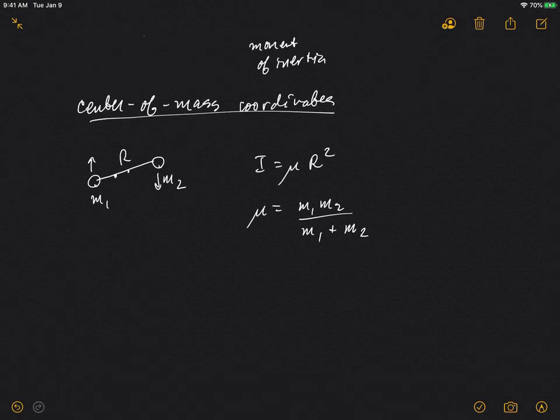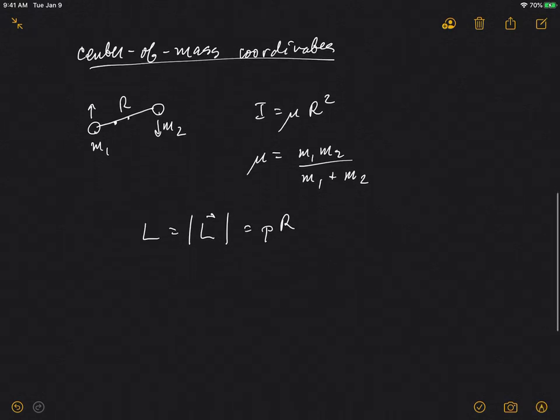And let's see, the overall magnitude of the angular momentum, which we'll denote using vertical lines here, sort of the length of that vector, is given by P times R. And that's just not telling you the direction that it's going, just the overall magnitude.